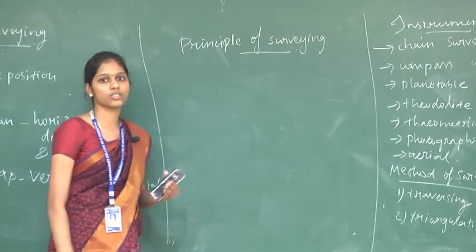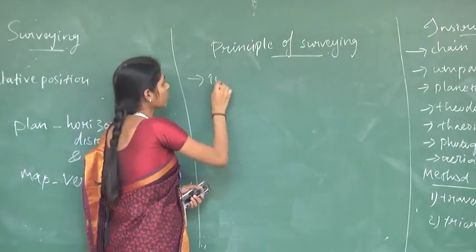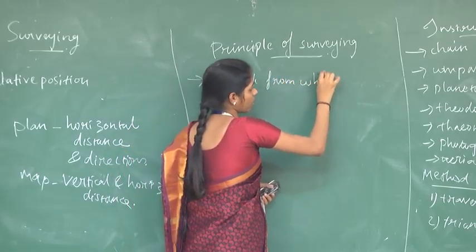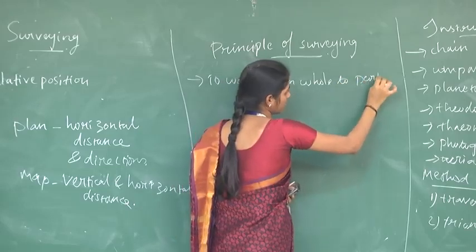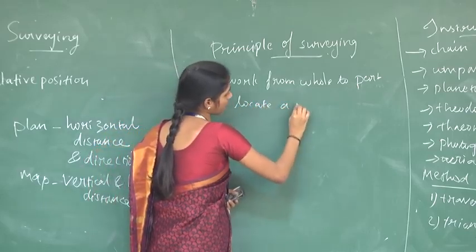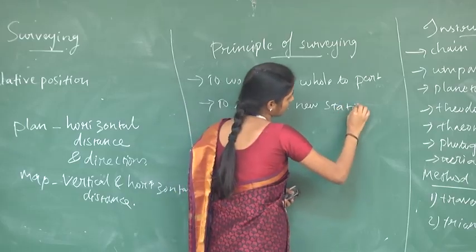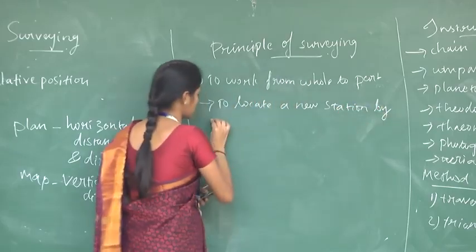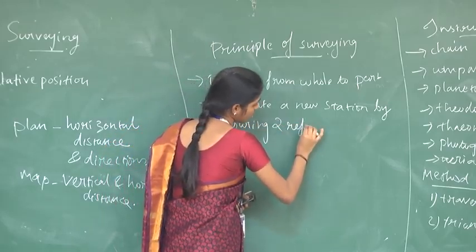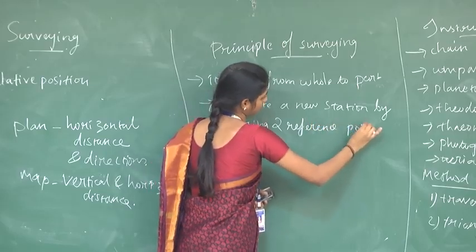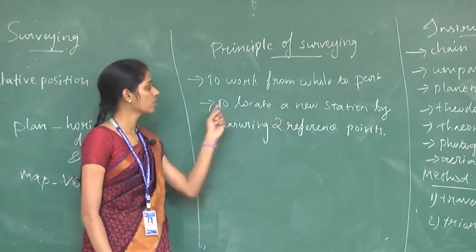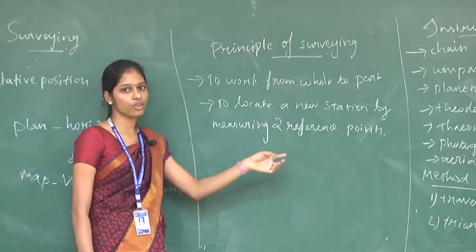There are two main principles for surveying. First one, to work from whole to part. Second one, to locate a new station by measuring two reference points. These are the two basic principles of surveying: to work from whole to the part, to locate a new station by measuring two reference points.